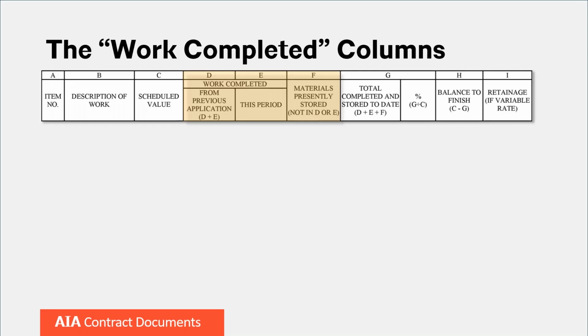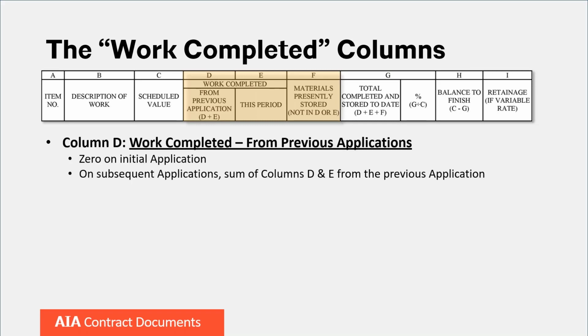Now let's move to the work completed columns, D, E, and F. Column D simply captures the total of work completed from previous applications. The formula in parentheses and italic below the heading indicates that this column includes a total of columns D and E from the previous application. This column, of course, is left blank or as zeros in the initial application for payment.